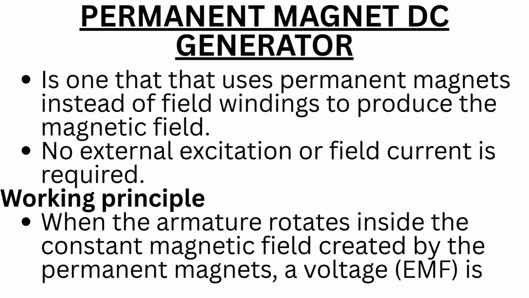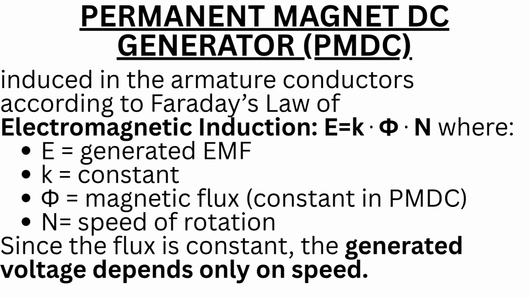Now let us look at the permanent magnet DC motor. It is one that uses permanent magnets instead of field windings to produce the magnetic field. No external excitation or field current is required. Working principle: when the armature rotates inside the constant magnetic field created by the permanent magnets, a voltage, EMF, is induced in the armature conductors according to Faraday's law of electromagnetic induction. E equals K times flux, phi, times speed, N, where E equals generated EMF, K equals constant, phi equals magnetic flux, constant in PMDC, N equals speed of rotation. Since the flux is constant, the generated voltage depends only on speed.